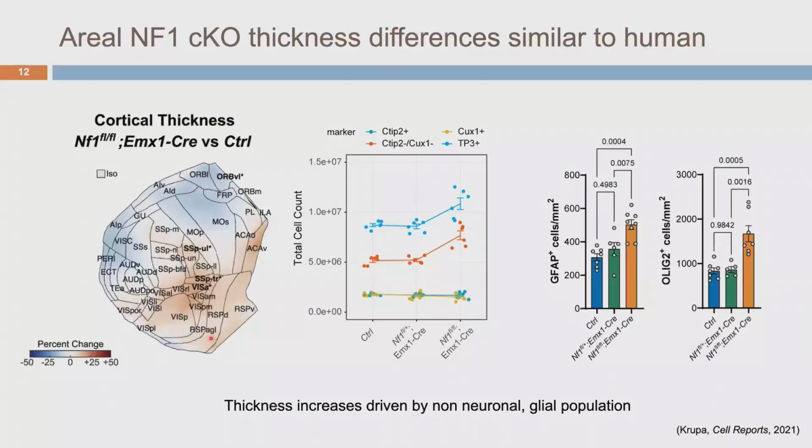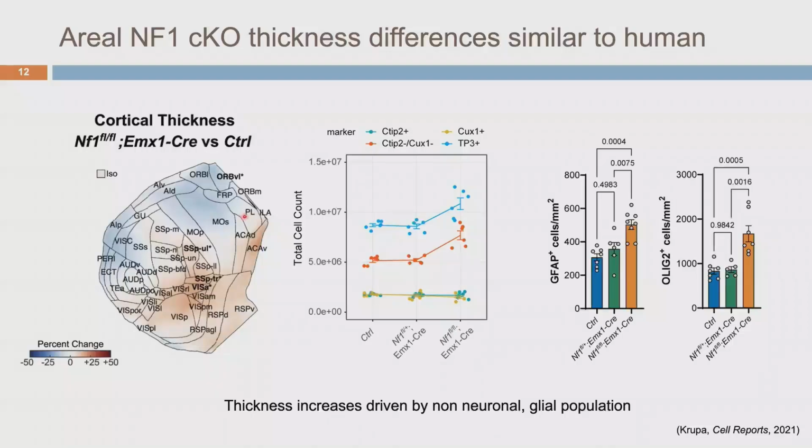So using Numorph, we measured the average cortical thickness of cortical regions and detected increased thickness in the posterior regions and slight cortical thinning in the orbitofrontal regions here. So these differences bear a strikingly similar pattern to human MRI findings where patients with neurofibromatosis type 1 were shown to have thicker occipital and thinner frontal cortices.